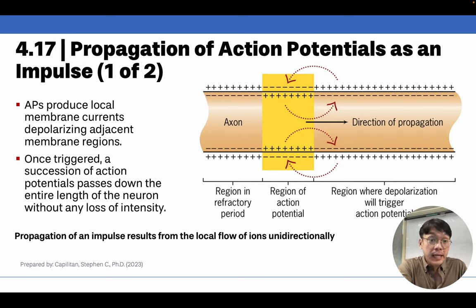This figure shows the propagation of an impulse resulting from the local flow of ions unidirectionally. An action potential at one side of the membrane depolarizes an adjacent region of the membrane, then it triggers an action potential at the second side. The action potential can only flow in the forward direction, because the portion of the membrane that has just experienced an action potential remains in a refractory period. So there's a refractory period, an action potential, and a region where depolarization will trigger an action potential.